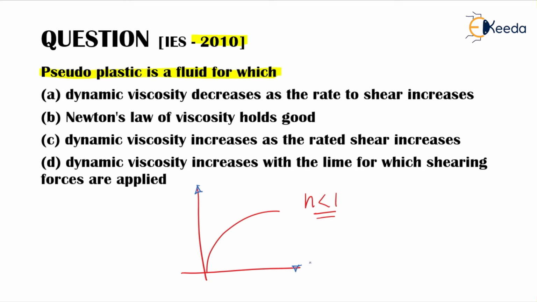So this is the rate of shear strain du over dy. Now suppose at this point of time, this is tau. If you draw the slope, it will be like this, but at an increased shear strain rate at this point, if you take the slope, you can see the slope here is higher and the slope here is lower. So this is a decrease. That means we can say that dynamic viscosity decreases as the rate of shear increases. This seems to be correct. So our option will be A, correct.